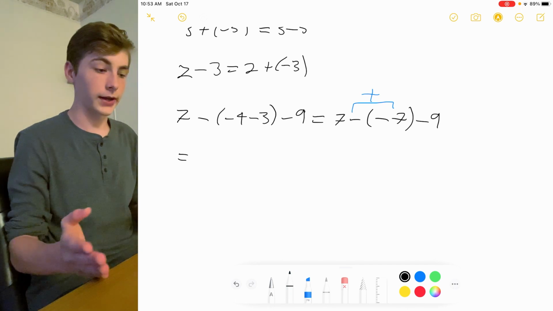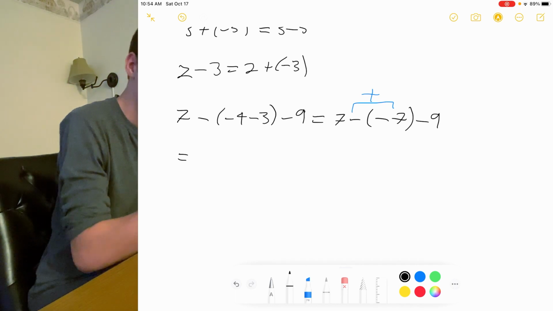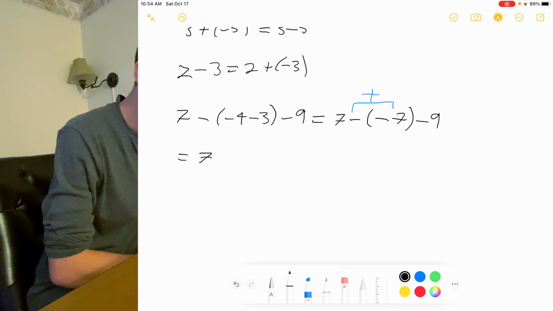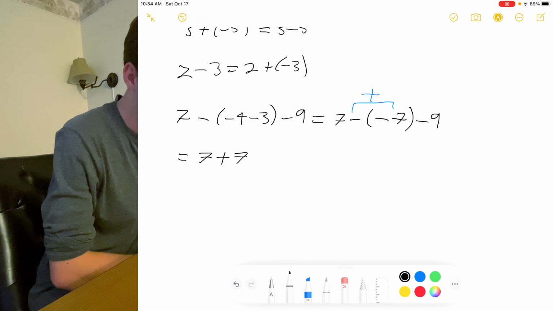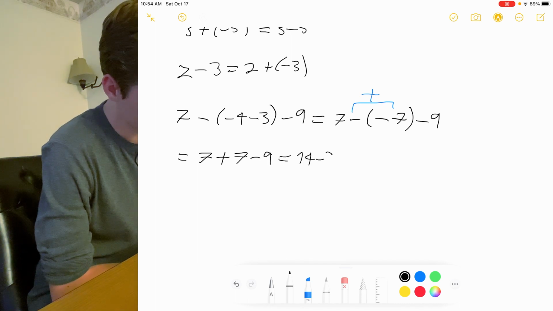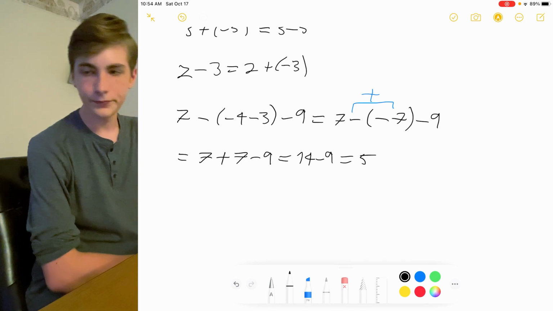And you'll see a similar thing actually in multiplication as well, which we'll get to. So okay, if this minus minus is going to be a plus, then we can rewrite this as 7 plus 7 minus 9, right? 7 plus 7 is 14, and then 14 minus 9 is 5.